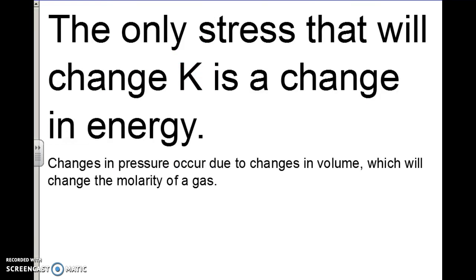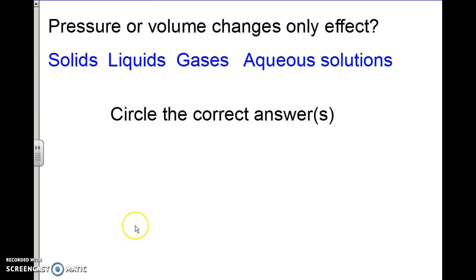The only stress that will change K is a change in energy. That's going to be very important for doing question 15. Need to realize that, need to write that down, maybe put that on the cover of your unit pack. Changes in pressure occur due to changes in volume, which will change the molarity of a gas. Pressure or volume changes only affect gases.